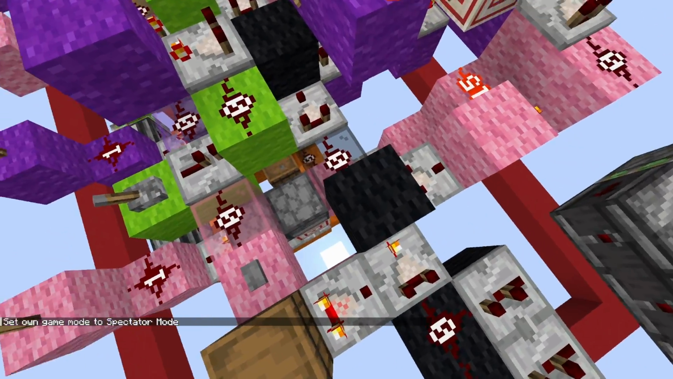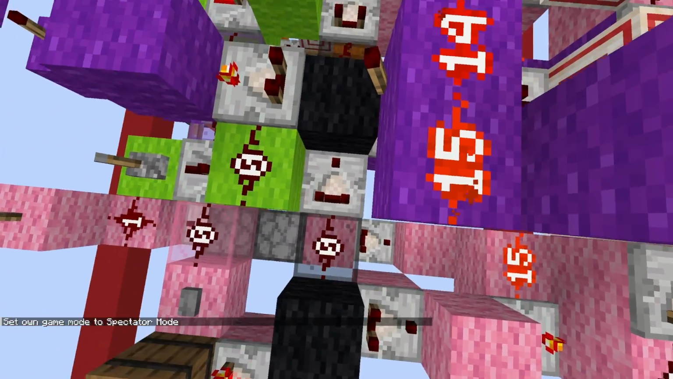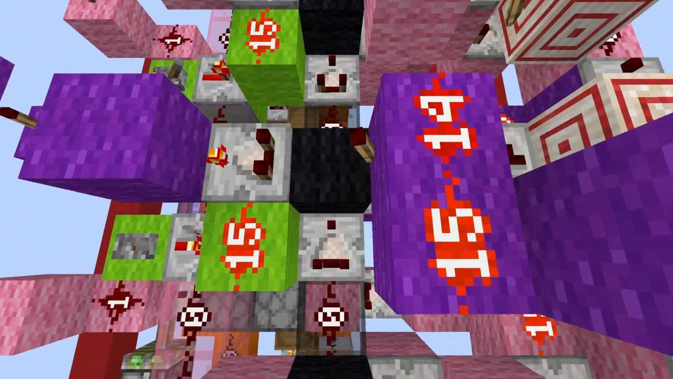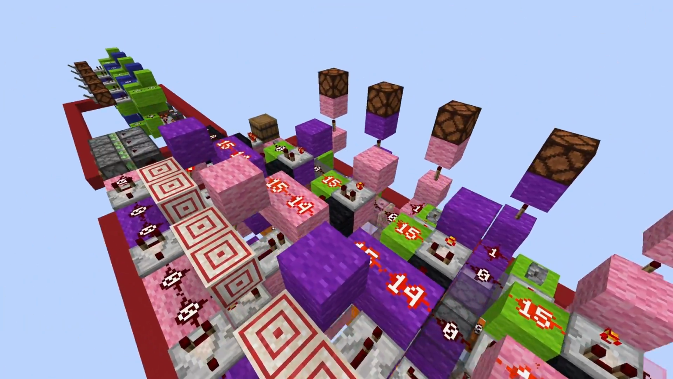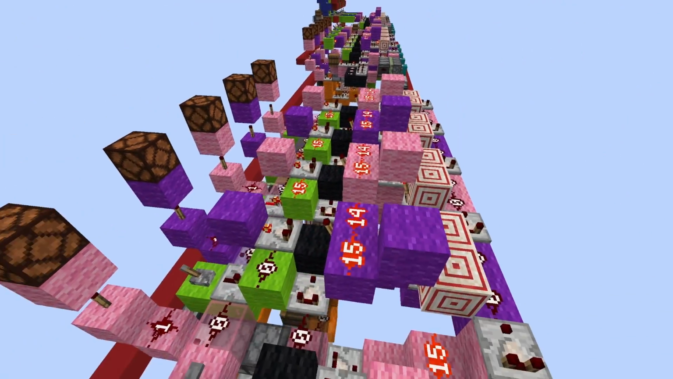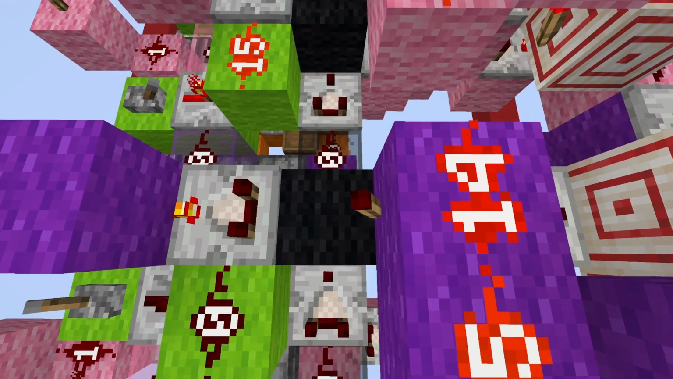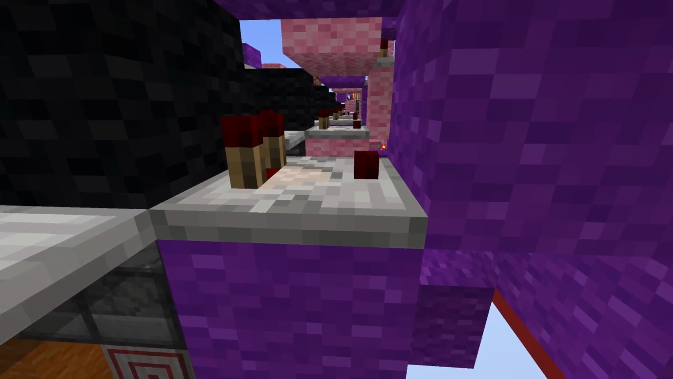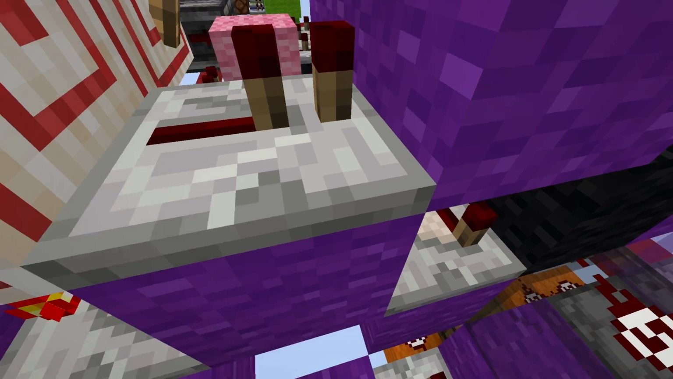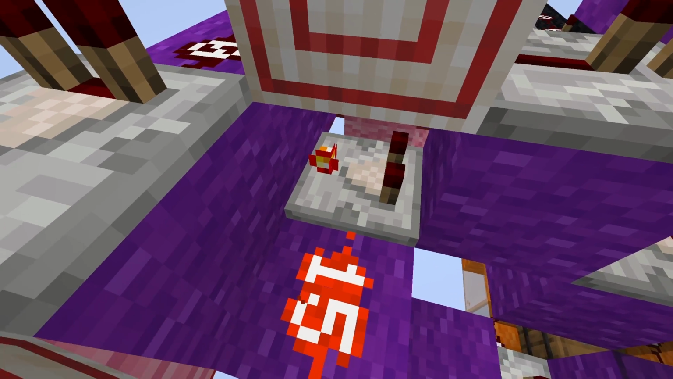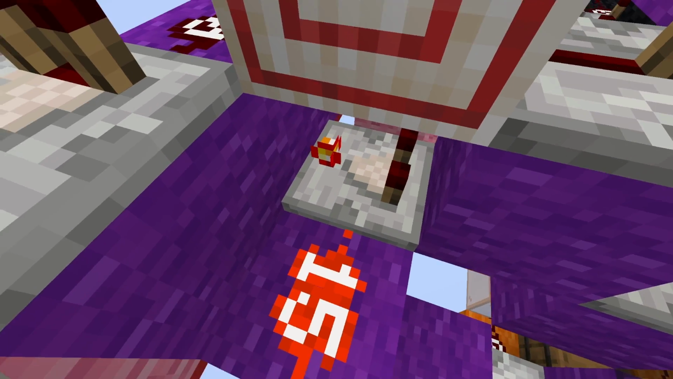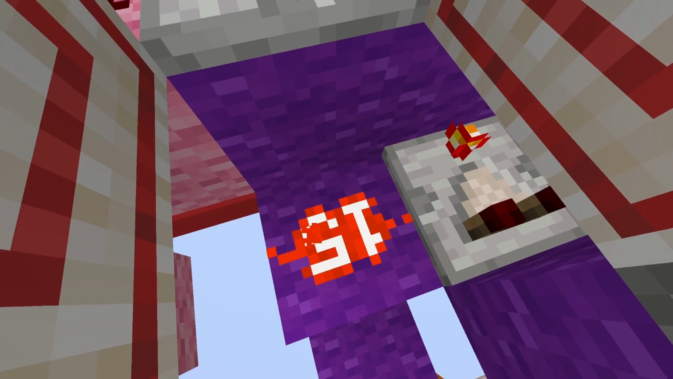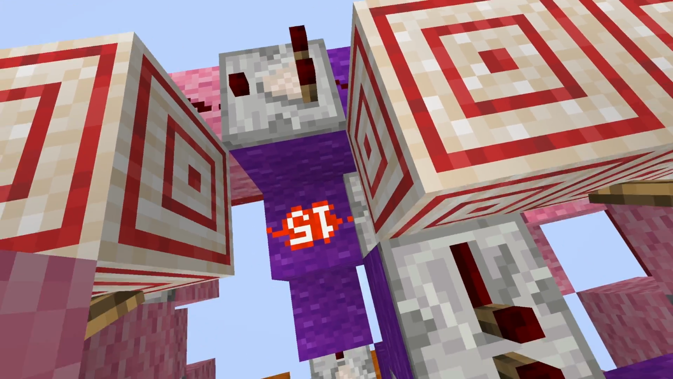You'll see that that signal strength just travels right along this black line here. So no big deal there. It just goes all the way through the system. Then at each of these black wool locations, it gets picked up by this comparator here, which preserves the signal strength and brings it over to this comparator over here. Now this one's in subtract mode, and you can see here that it is currently being disabled.